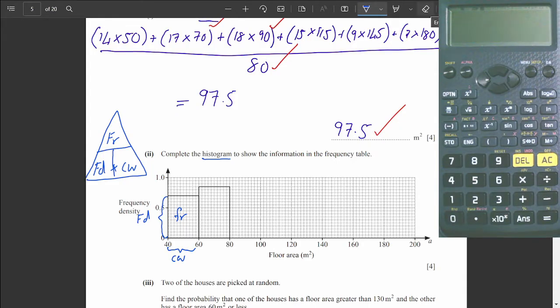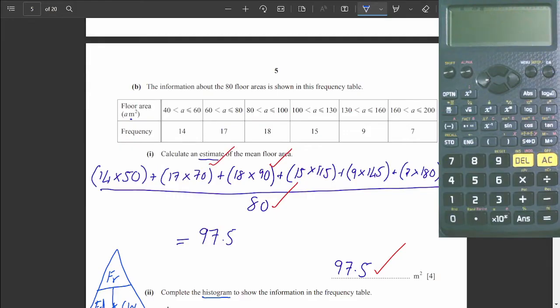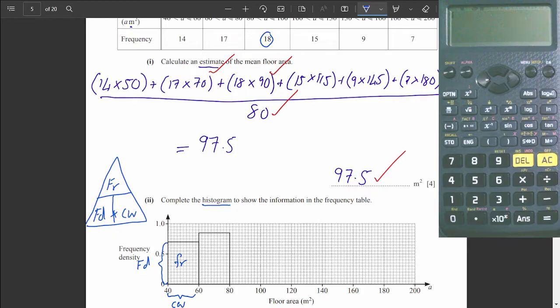So what we need to do now is find the third bar in this histogram. So we go to the third box here. The class width now is 20 from 100 minus 80, and the frequency is 18. So it will be 18 divided by 20. Where shall we do that? Let's do it over here. They don't give us much space, do they? 18 divided by 20 will of course give 0.9.